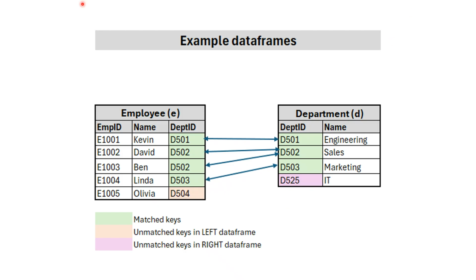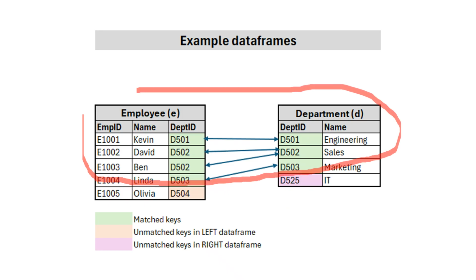As you can see in the employee data frame, there are 5 rows, and in the department data frame, there are 4 rows. We will join these two data frames on the department ID column. Now, I would like you to take notice of 3 points on the screen. Point 1, there are matched rows between the left data frame and the right data frame. The matched rows were highlighted in green.